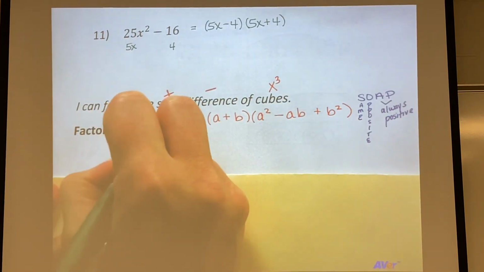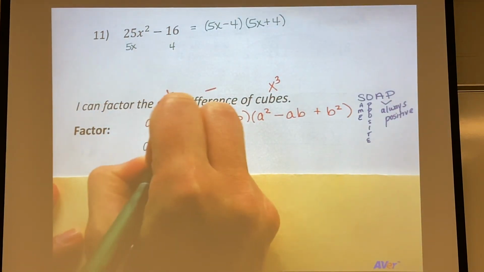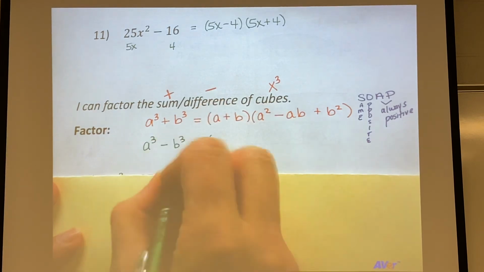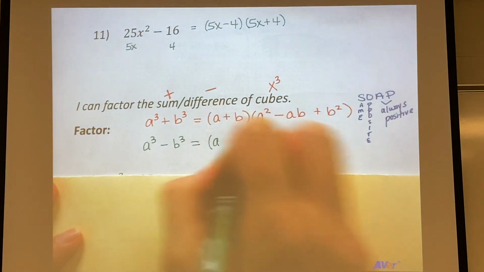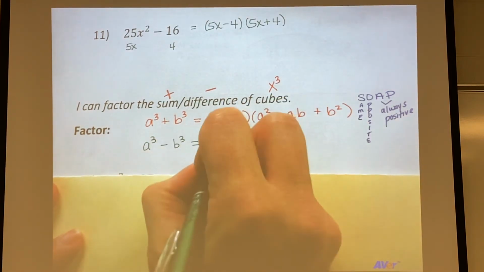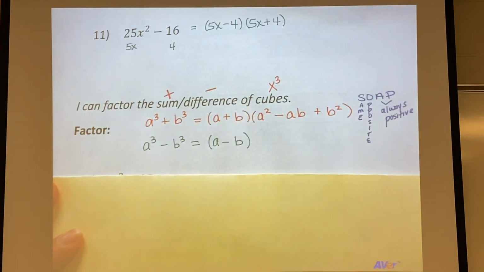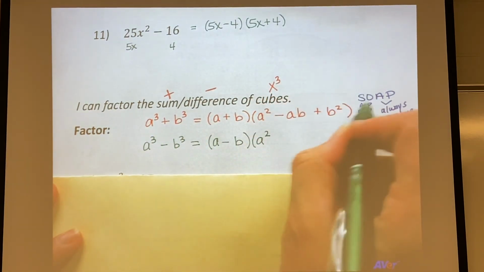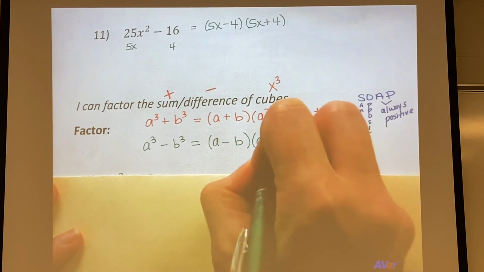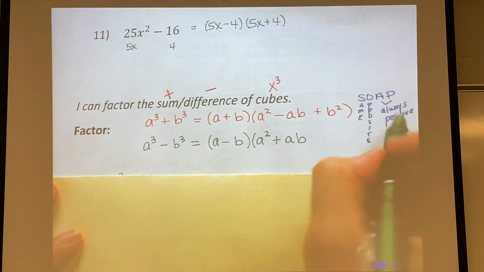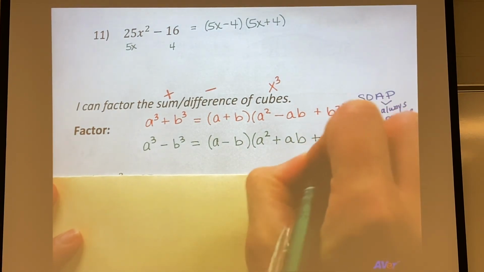So we also have the option where we have two things that are cubed that are being subtracted. The setup is very similar. So we take the cube root, and using our SOAP acronym, the first sign is the same. So since this was subtraction, we do a minus b. Then we square the a. The second sign has to be the opposite. So since it was subtraction, now it's addition. A, B. And then the last sign is always positive.